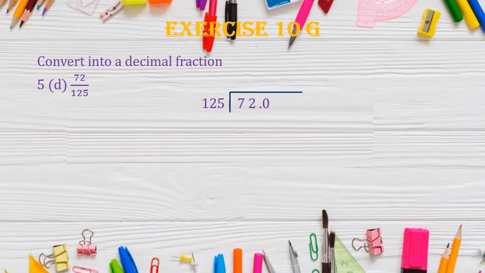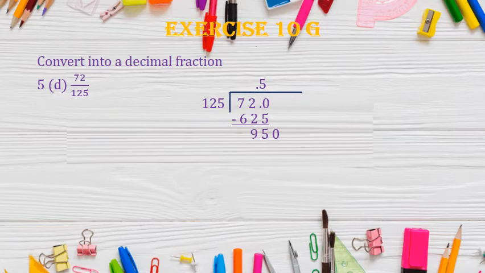Now children, when we divide 72.0 by 125, since 72 is less than 125, we have to put the decimal point in the quotient, and now our dividend will become 720 and we divide it by 125. So 125 5s are 625. So in the quotient we will write 5 after the decimal point, and now 625 subtracted from 720 gives 95, and we add 0 to 95 and it becomes 950.